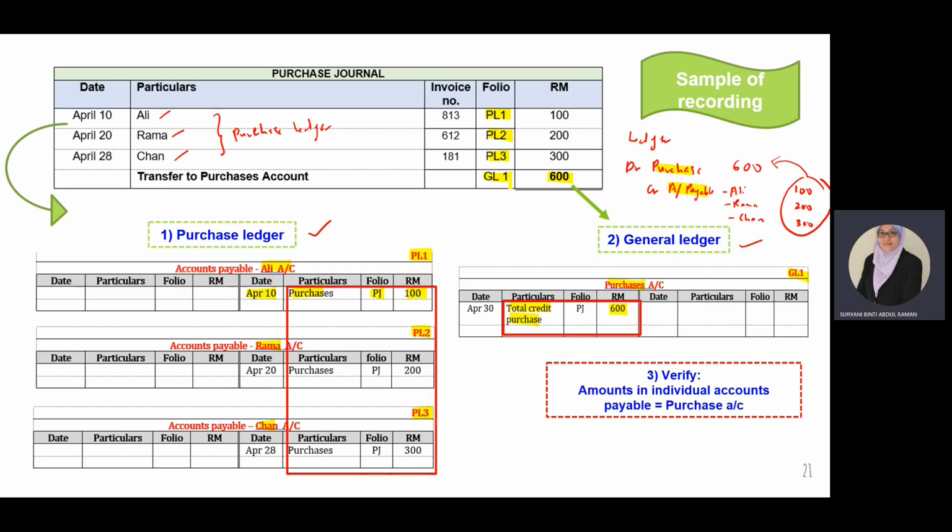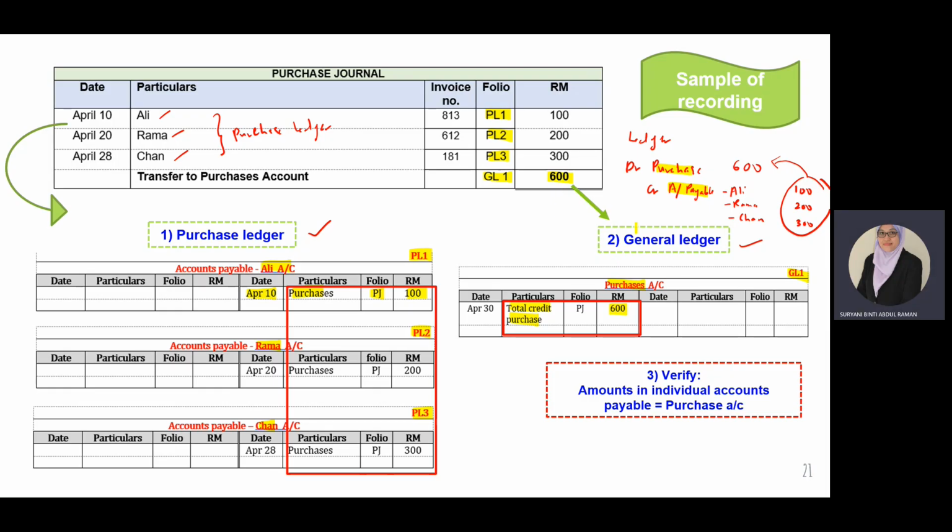Therefore, when you transfer the purchases amount in the purchases account, instead of recording the debit entry by the name of the accounts payable, you have to replace it by just recording with this particular total credit purchase. So this is how you need to post the transaction from journal to ledger.